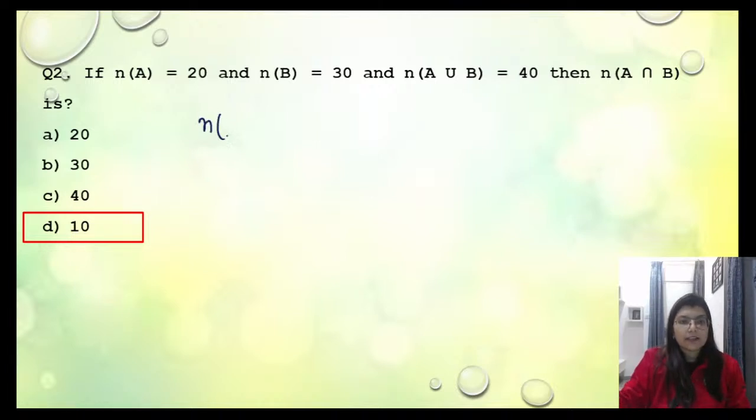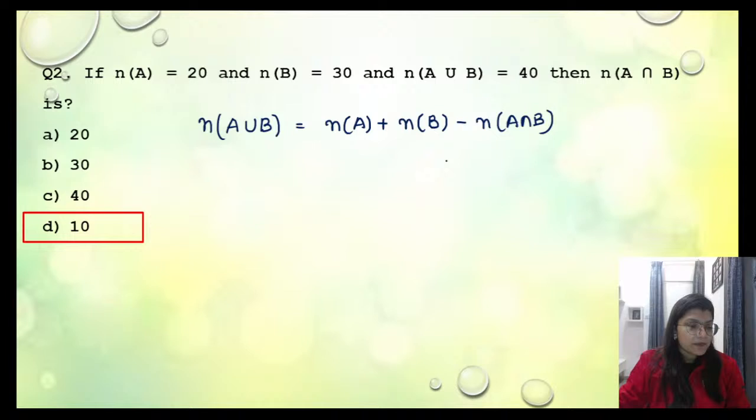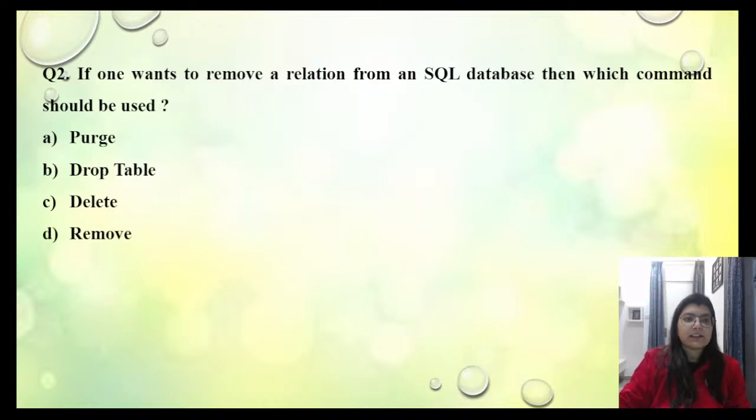We have this formula: n of A union B is equal to n of A plus n of B minus n of A intersection B. So simply substitute the values and you will get your answer. Okay, moving on with the next question. This one is question number 3. It says, if one wants to remove a relation from an SQL database, then which command should be used?